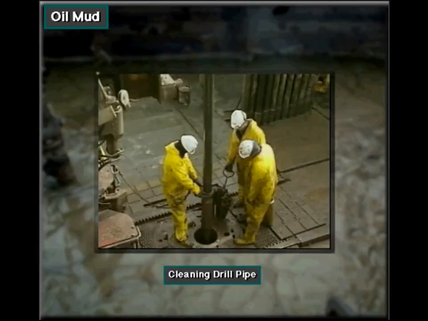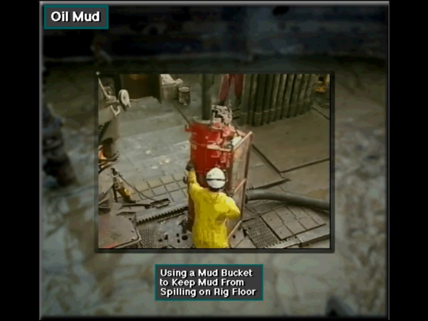However, it is harder for the crew to work with because it can create slippery conditions and environmental precautions must be used. From an environmental standpoint, mud with oil is more difficult to handle because the oil clings to the drill cuttings. The oil must be cleaned off the cuttings before they are disposed of.